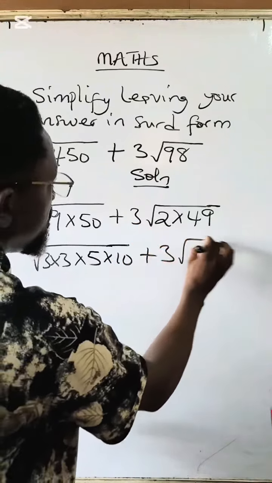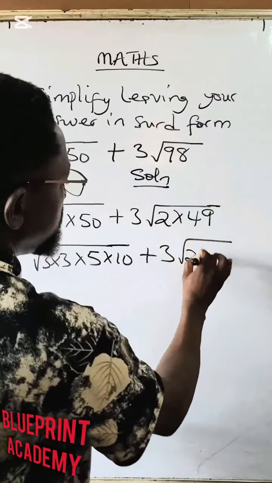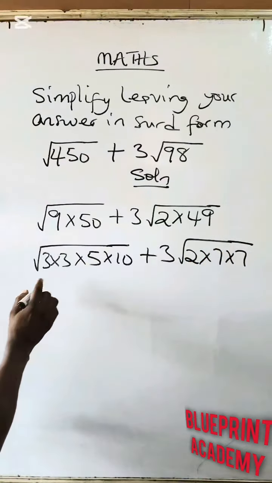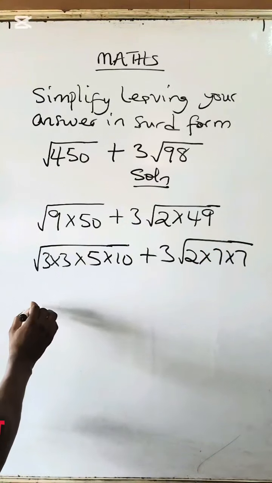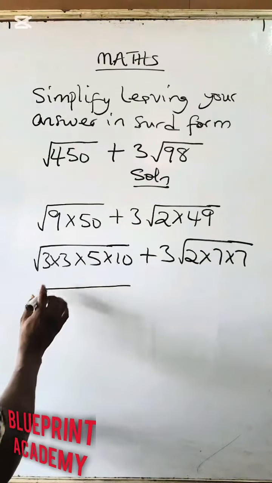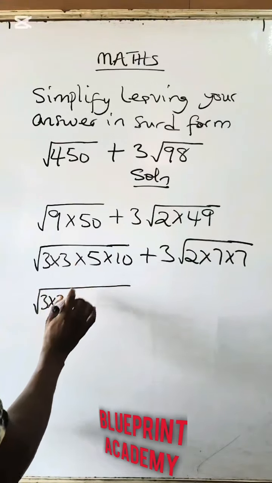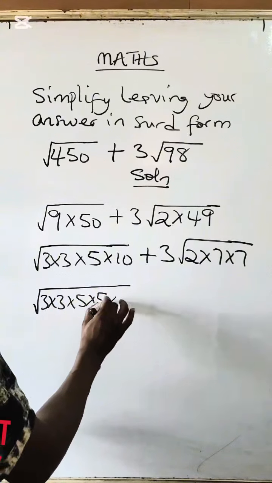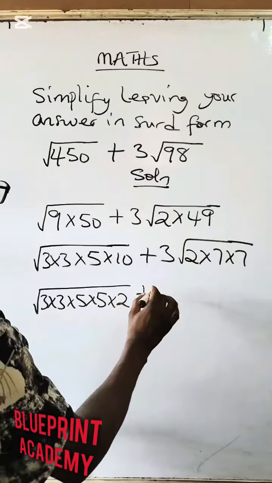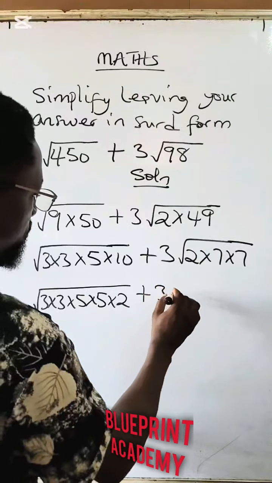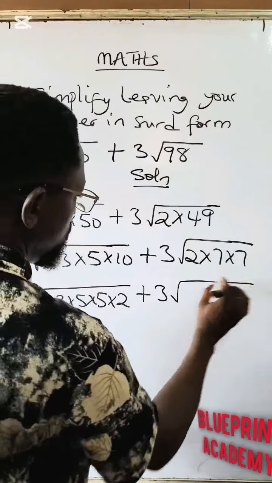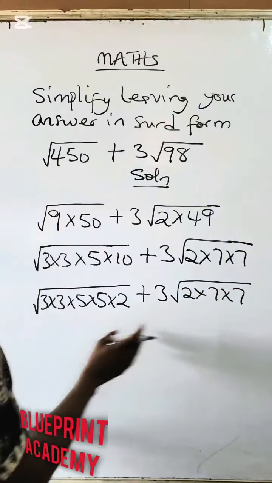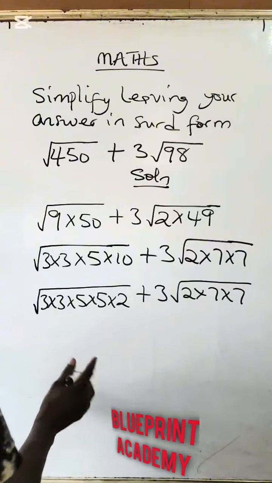Here we have 3. Here we have 2 times 49. 49 is 7 times 7. We can write this as 3 times 3 times 5 times 10. 10 is 5 times 2. So this one is 3 into 2 times 7 times 7. Now can I actually work with this one bit?